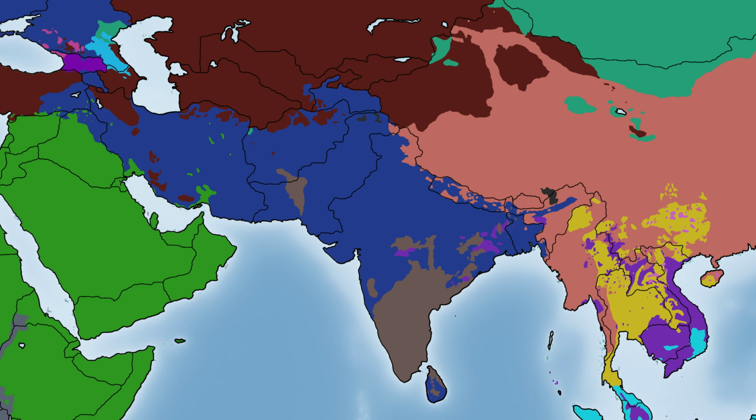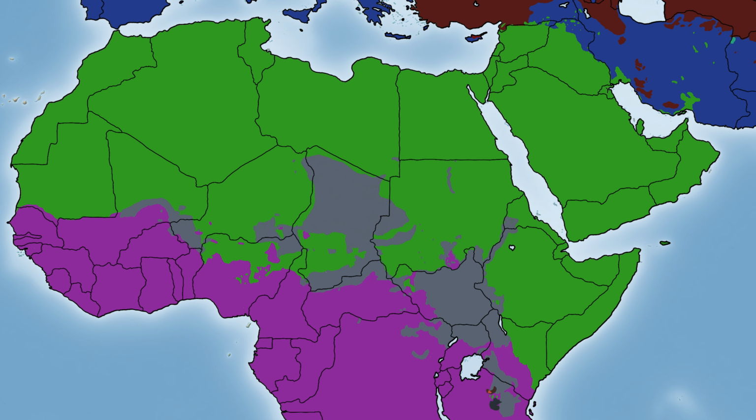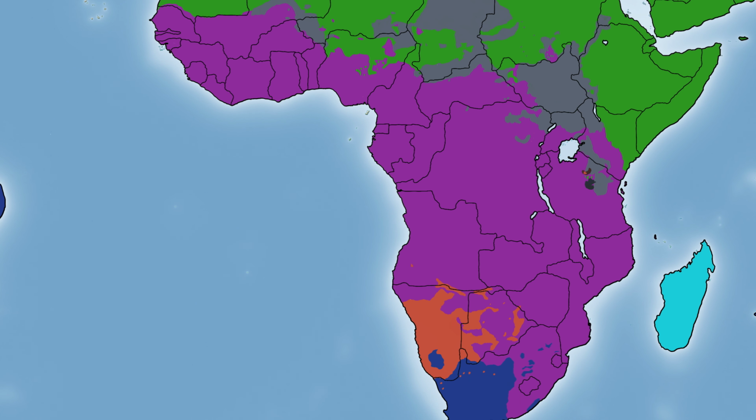In green is the Afro-Asiatic language family, with famous languages such as Arabic, Hebrew, Amharic, and Hausa. In purplish pink is the Niger-Congo language family, which consists of the largest number of languages, with some of the most famous being Xhosa, Zulu, Yoruba, and Swahili.